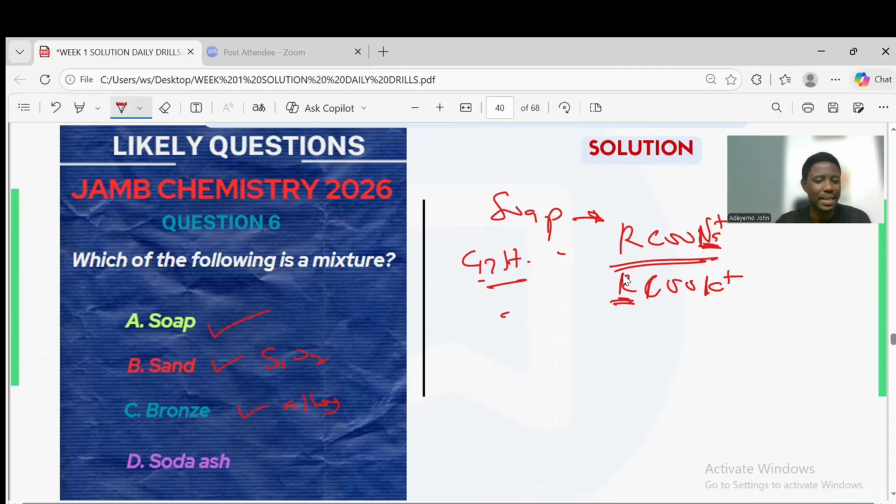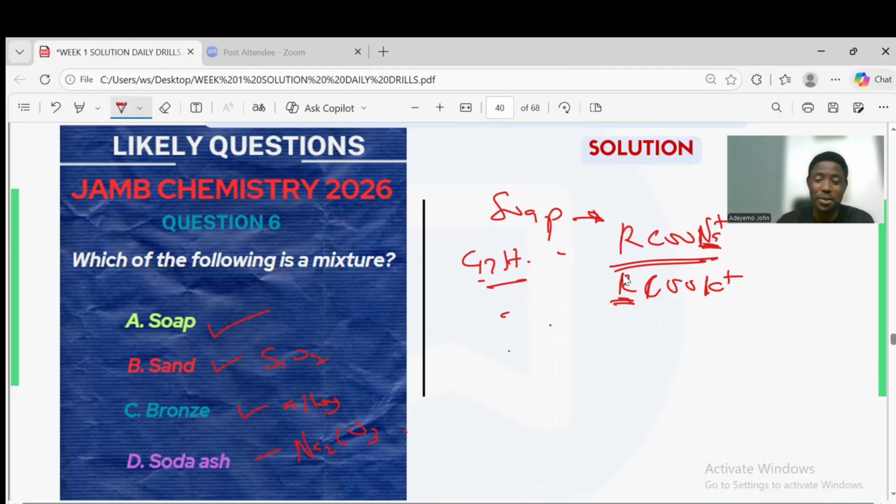Bronze is an alloy. Like I just said, any alloy is a mixture. Bronze is copper and tin. Brass is copper and zinc. Soda ash, because it's looking ashy, is actually sodium carbonate. Anhydrous sodium carbonate is called soda ash.